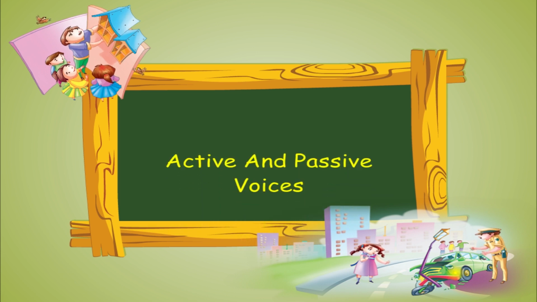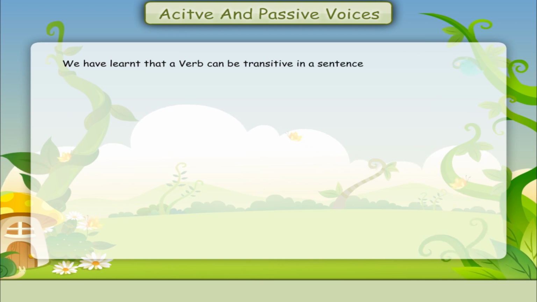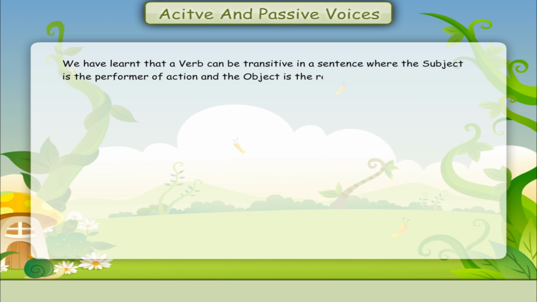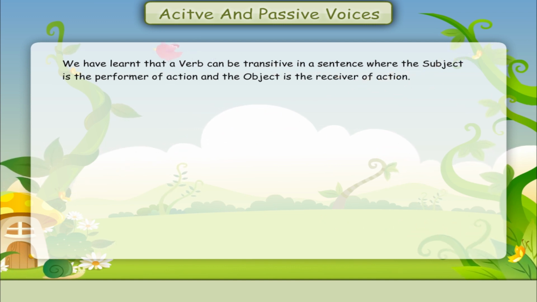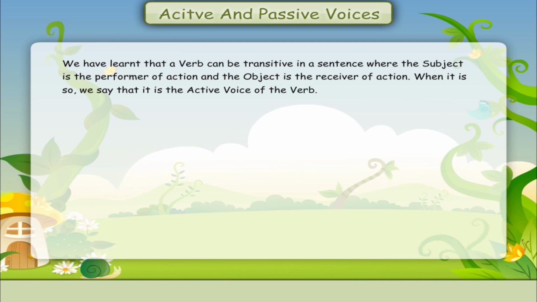Active and passive voices. We have learnt that a verb can be transitive in a sentence where the subject is the performer of action and the object is the receiver of action. When it is so, we say that it is the active voice of the verb.